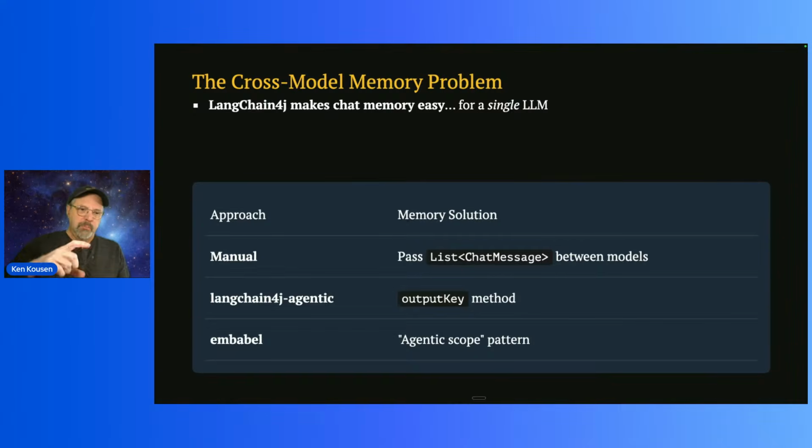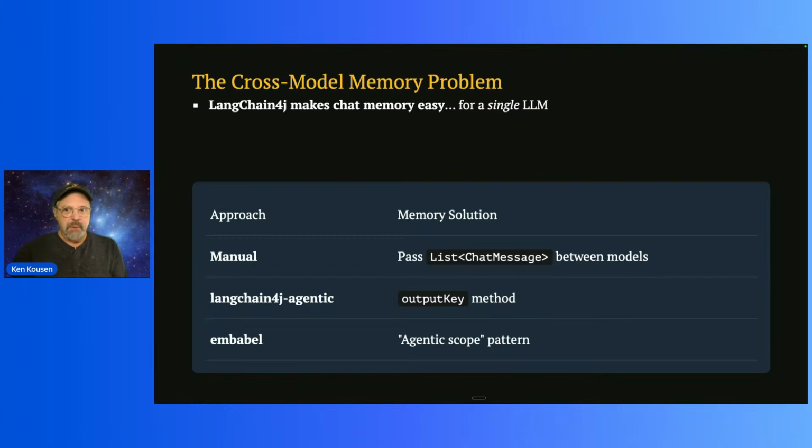And what you do is you build up a list of these pairs and send everything. And what's nice is that instead of having to do that manually, you can do it with these framework tools like LangChain4j or Spring AI with just a single method call. The only problem is that works for a single large language model. It's not automated if you want to pass the memory of interactions to another model.